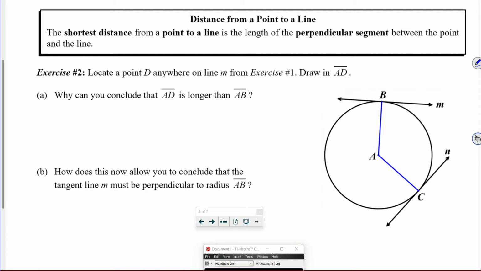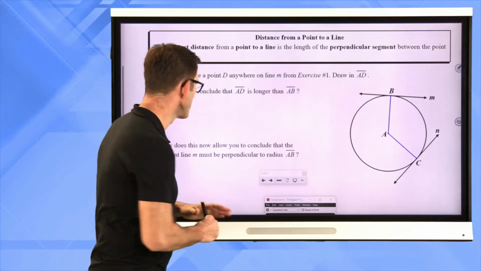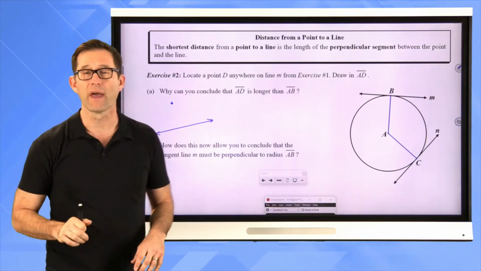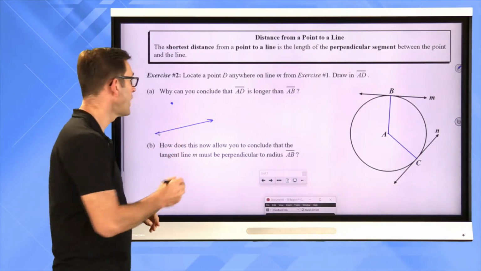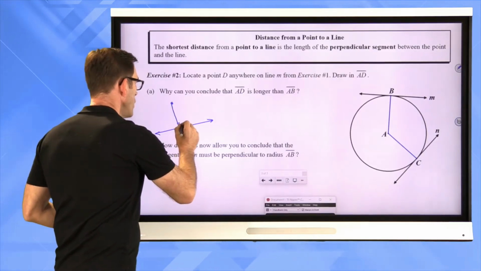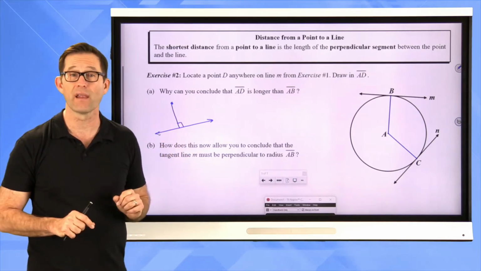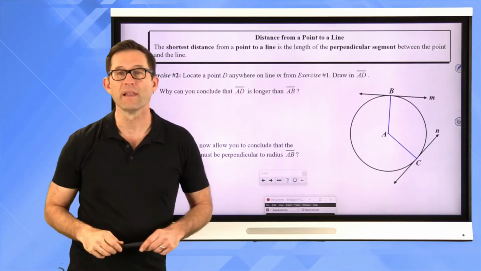Let's take a look. The distance from a point to a line. The shortest distance from a point to a line is the length of the perpendicular segment between the point and the line. All right, so in other words, forget about this picture for a second, right? If I had just some random line and a point not on the line, and I said, hey, draw for me the shortest path between this point and this line, that shortest path would be perpendicular, the line segment that goes from that point perpendicular to that line. Now, that being said, let's take a look at exercise 2.